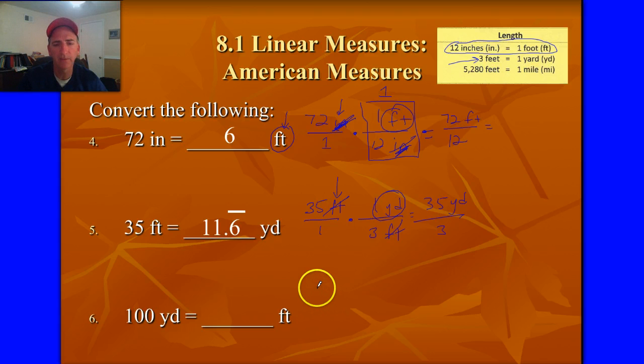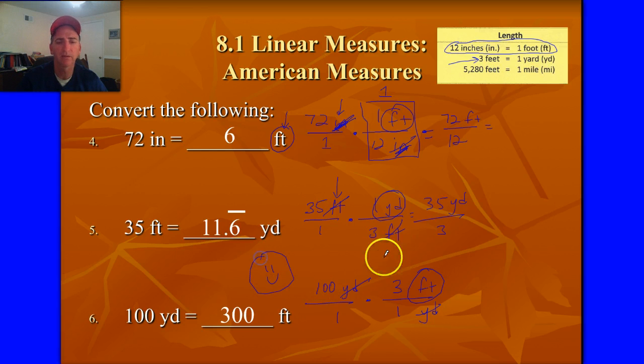Last one here just to keep you on your toes. If you have 100 yards, put that over 1. Match the yards in the denominator. Look for yards equals feet, which we do have. We have 3 feet as a yard. The yards cancels out. Now you've got feet. 100 times 3 is 300.